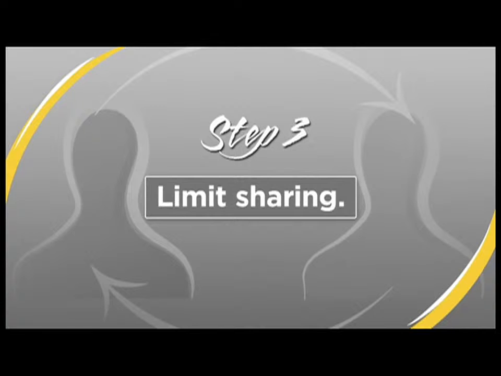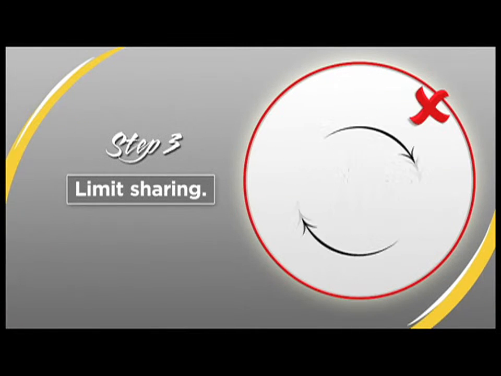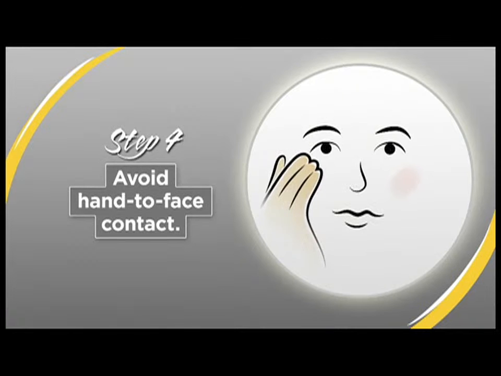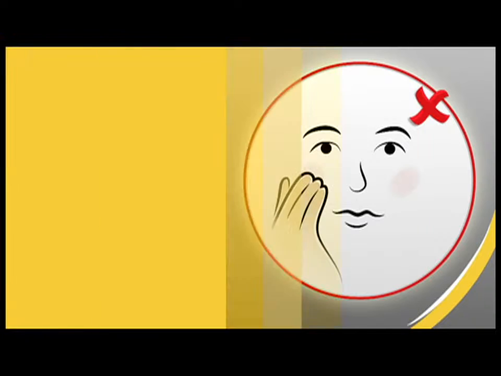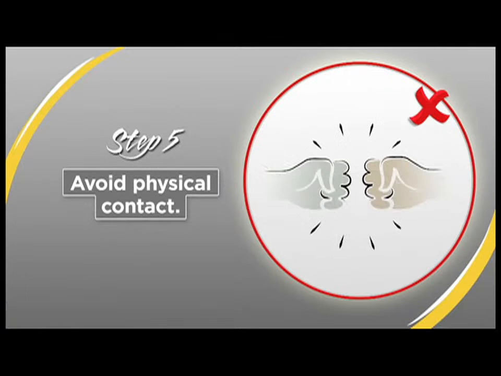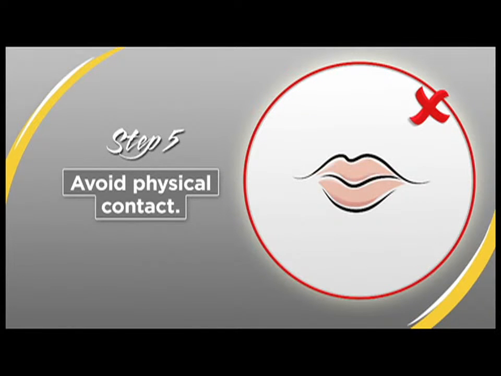Use sanitizers in addition to hand washing or in a situation where soap and water are not available. To avoid spreading germs, limit sharing of personal items such as utensils, cups, and dishes. Your skin acts as a barrier to germs, but your eyes, nose, and mouth are more vulnerable. Wash your hands thoroughly before touching your face, eating, or drinking. Avoid physical contact with others, including handshakes, fist bumps, high fives, hugs, and kisses.